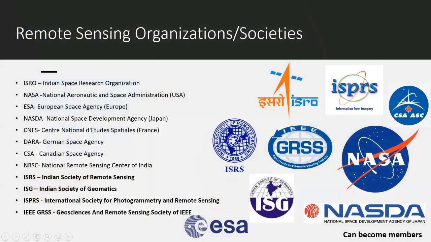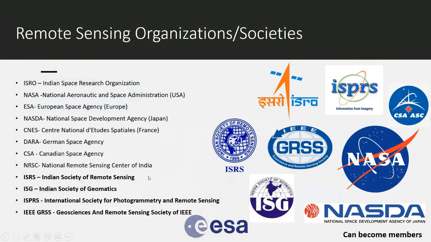There are a lot of organizations worldwide who are working on remote sensing, and there are societies with which we can become members and get regular updates regarding remote sensing technology. Some of them have been listed here, like India has its own space research organization, that is ISRO. Everyone would be knowing it. NASA, ESA, Canadian Space Agency, National Remote Sensing Center of India, which is in Hyderabad, NRSC.